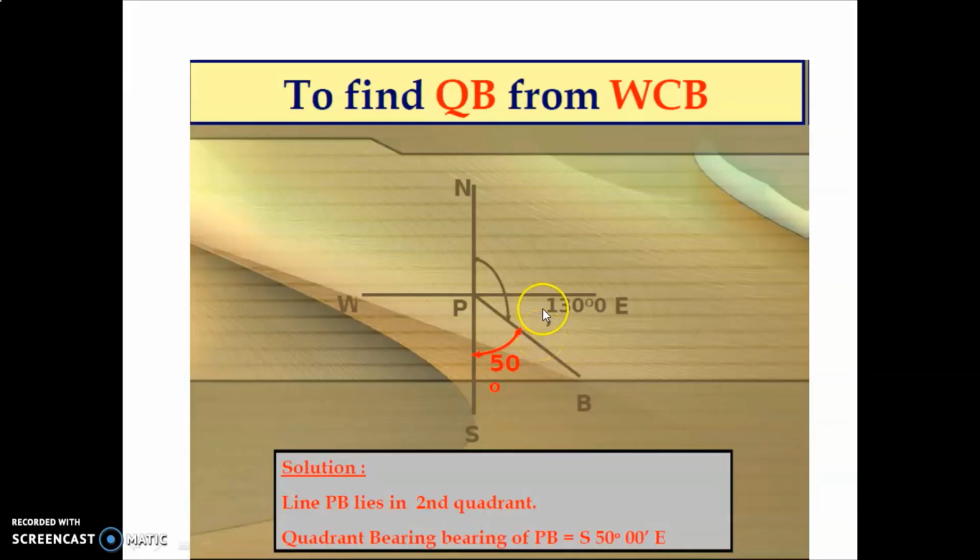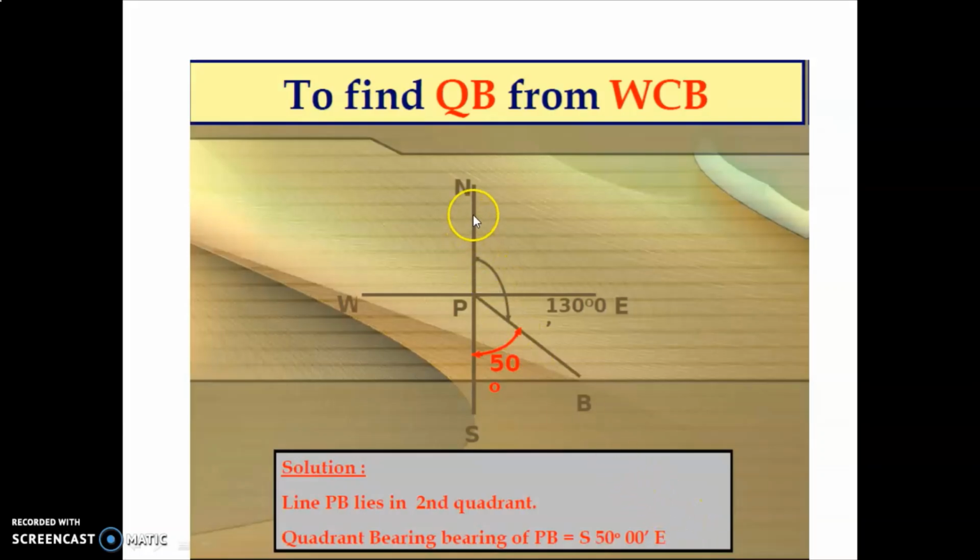Here I have given the WCB value 130 degrees, and you have to calculate again the QB. So what is your answer? Line PB lies in the second quadrant. You can see it in the second quadrant. So what is the quadrantal bearing of line PB? It will be south 50 degrees 0 minutes east.